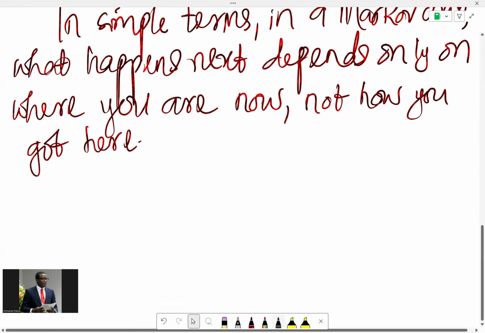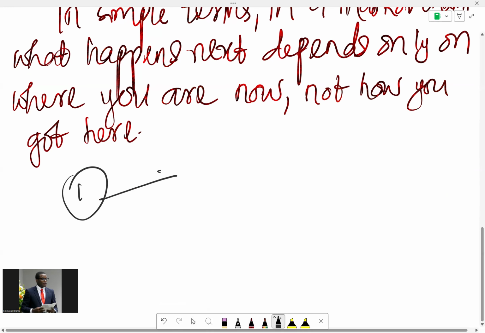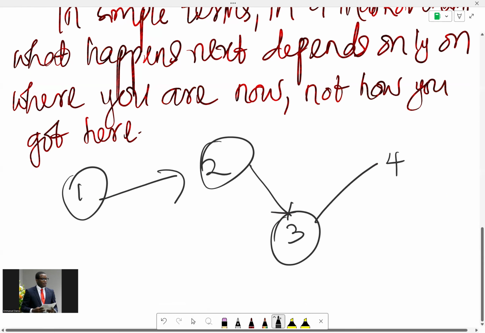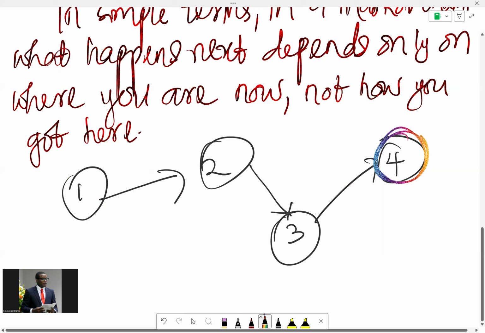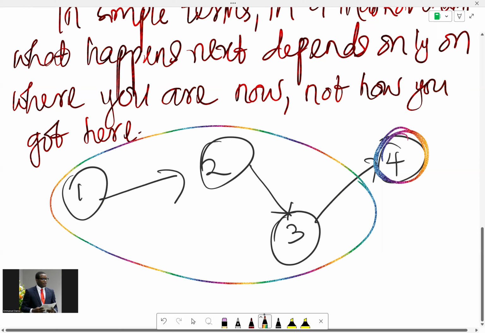So by way of illustration, let's assume that you were at a point one, and then you got to a point two, and then a point three, and then a point four. What the Markov property is saying is that the next point you're going to go to after point four is determined by point four, and has nothing to do with the previous points one, two, and three. Whatever happened before point four is inconsequential. So that is the idea of the Markov property.